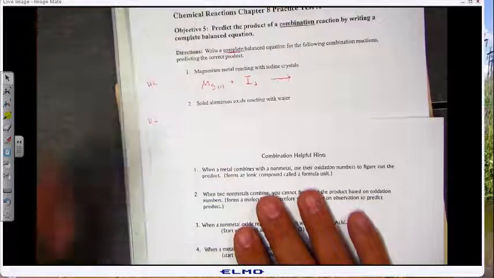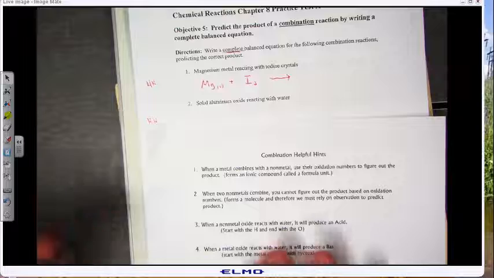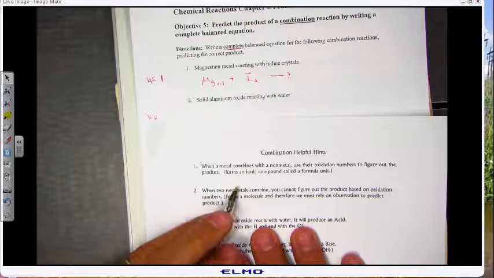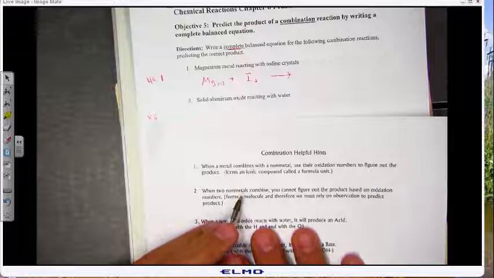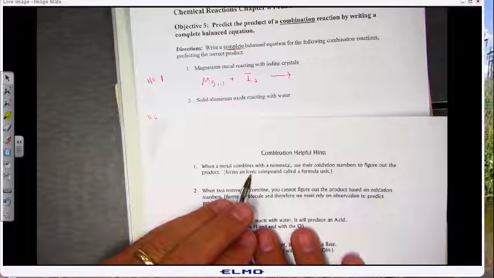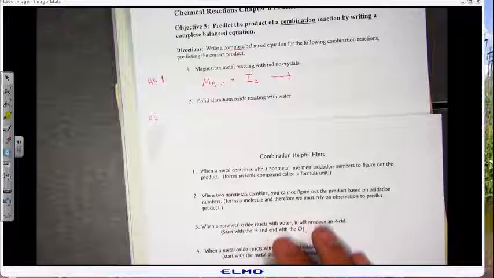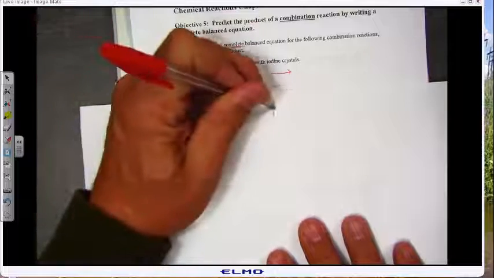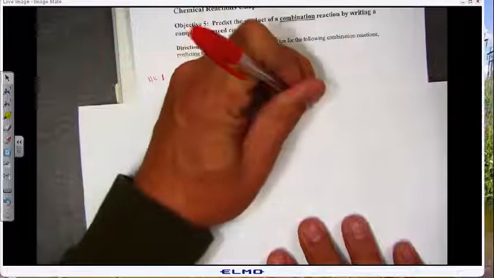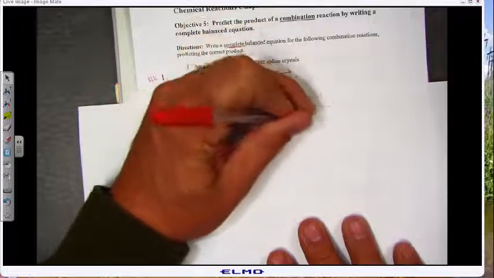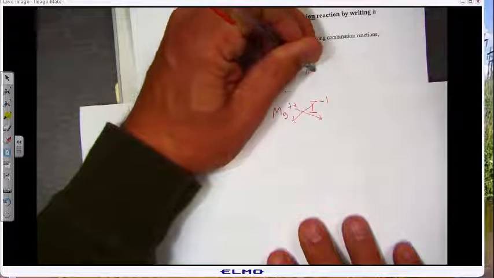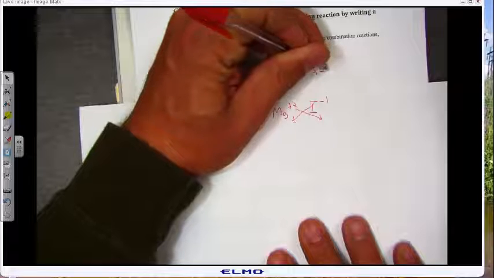It's going to yield, now let me check my helpful hint number 1. When a metal combines with a nonmetal, use their oxidation numbers to figure out the product. In other words, it's an ionic compound. So the oxidation numbers, magnesium is a +2, iodine is a -1. When I crisscross those charges, it's going to form magnesium iodide.